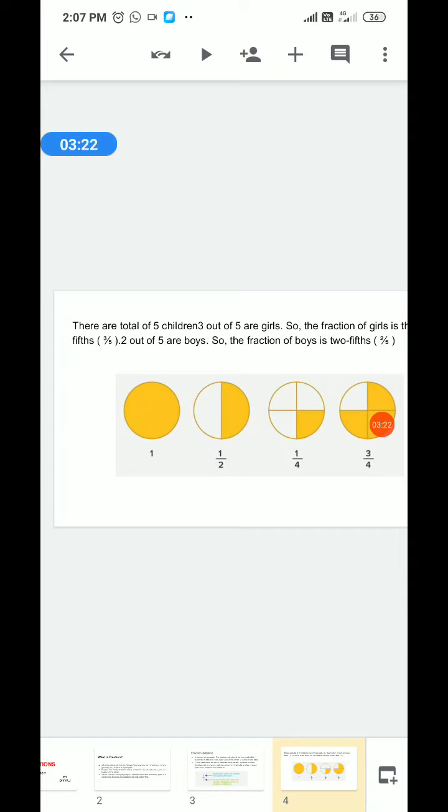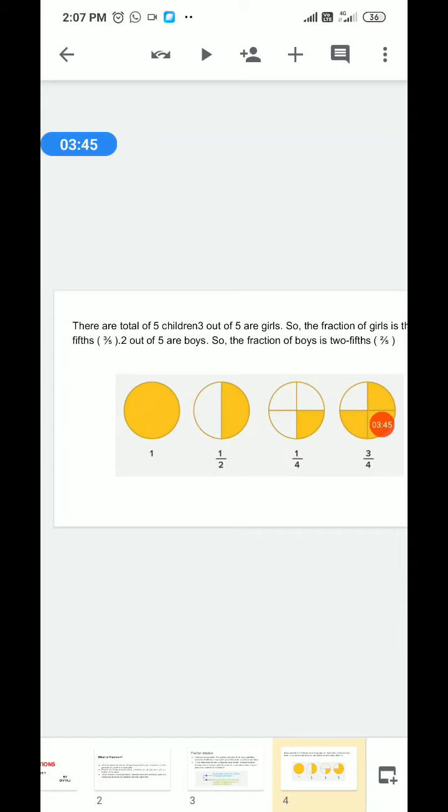See the written line. There are a total of 5 children. We have a total of 5 children. The total is what we write in the denominator. 3 out of 5. How will you represent 3 out of 5? 3 out of 5 is 3 by 5.